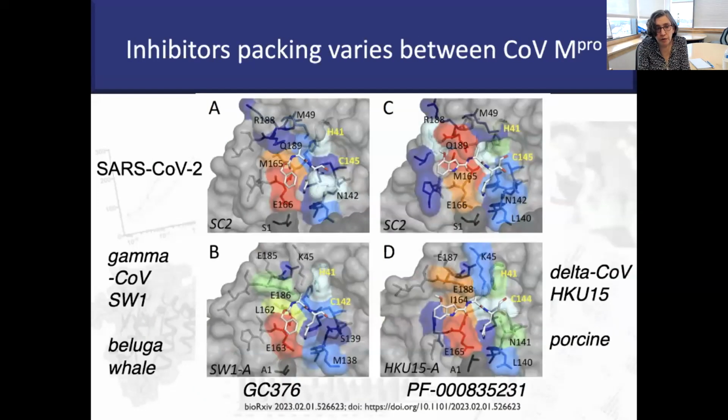And this is further emphasized by some recent work we've done looking at some other species of coronaviruses. We've recently crystallized structures of coronaviruses from beluga whale and from porcine, and we can compare how inhibitors fit with SARS-CoV-2 with each of these and see that the extent of the van der Waals contact does vary from species to species, which makes sense because the residues also are varying within the active site.